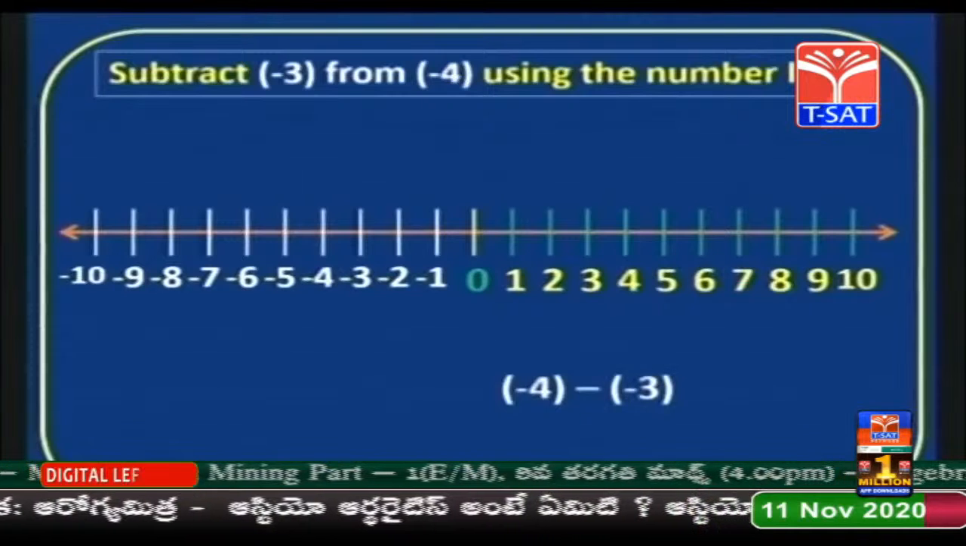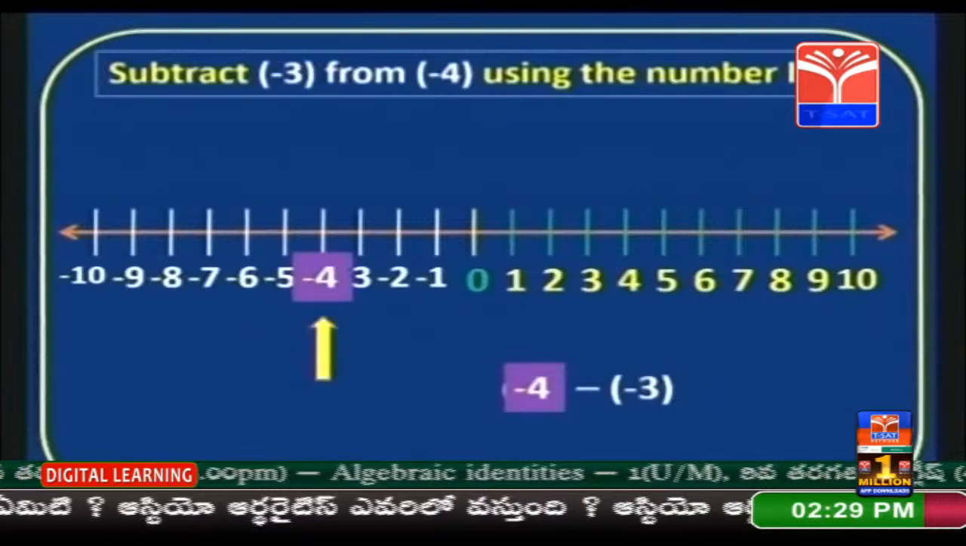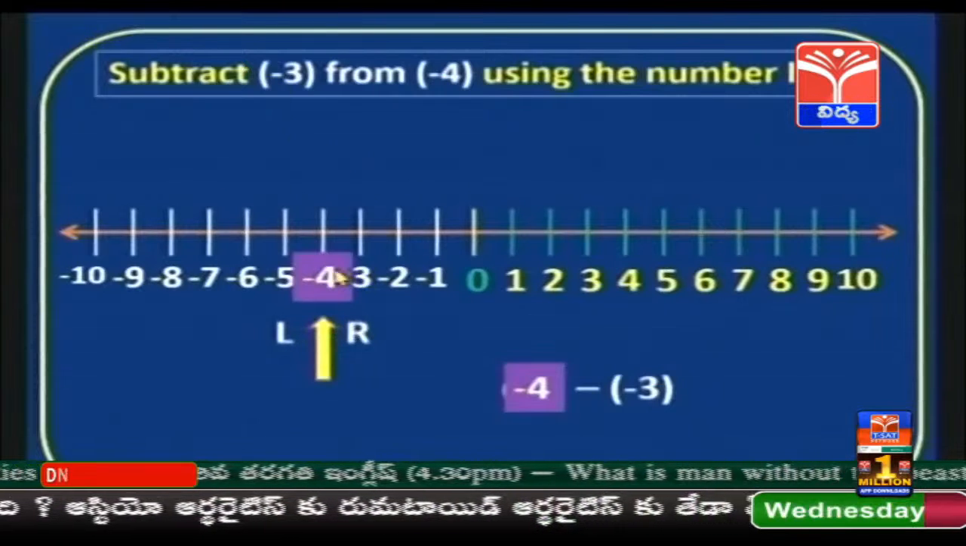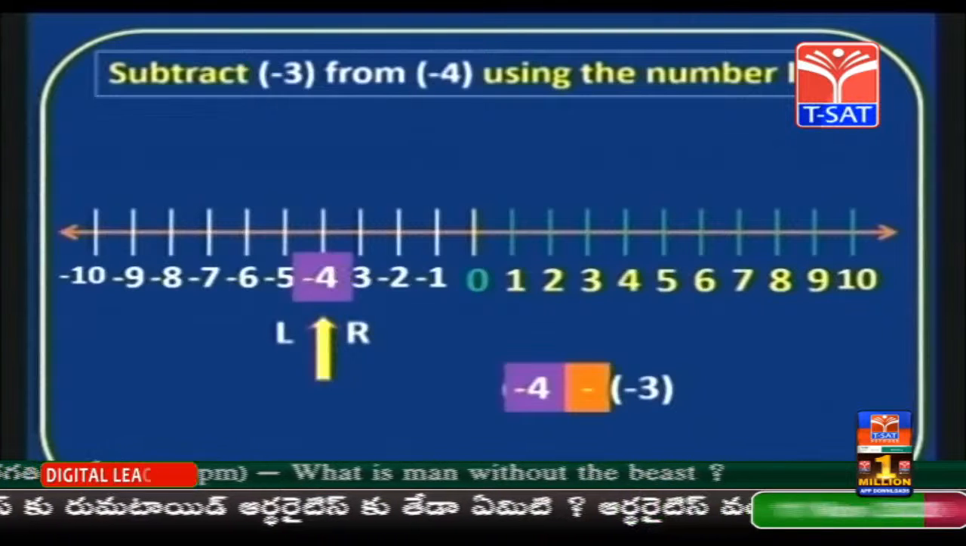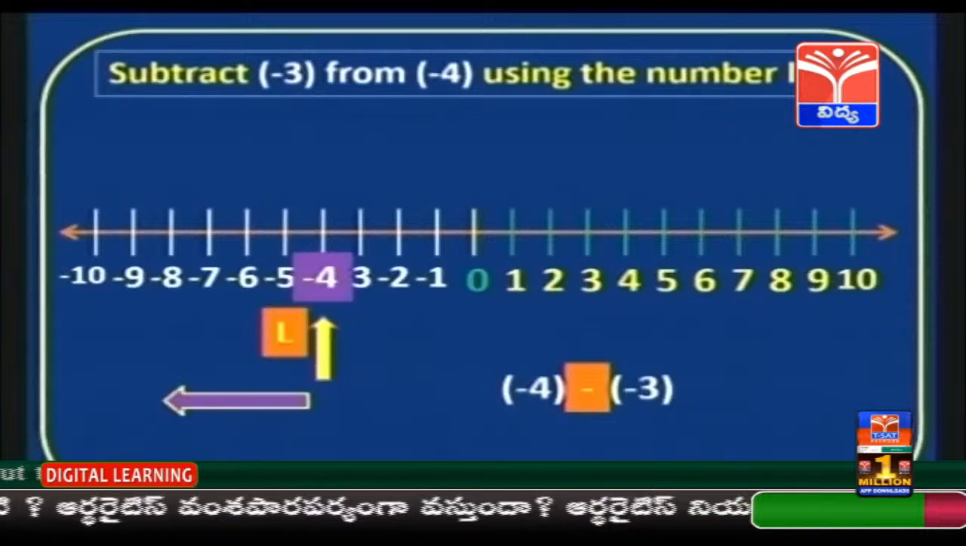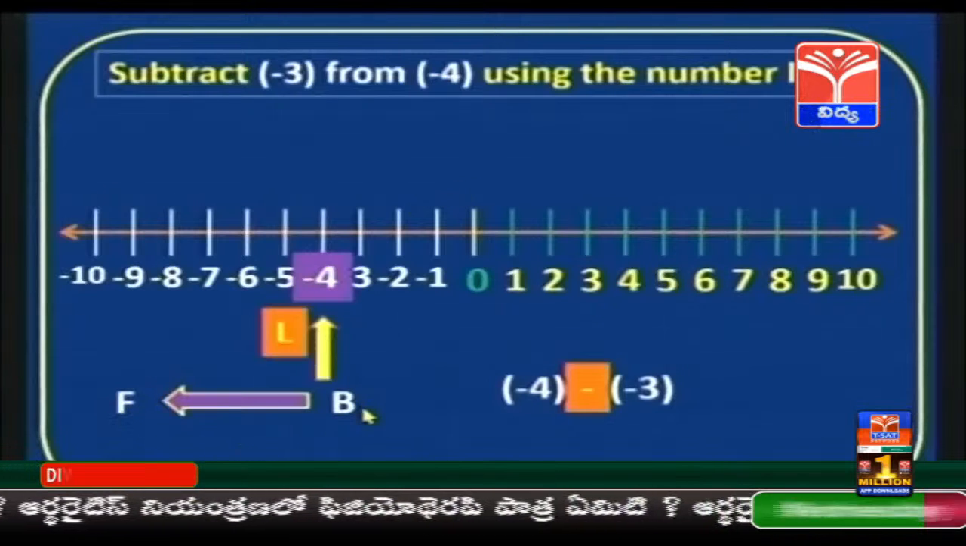Minus 4 minus of minus 3. What is the first integer? Yes, it is minus 4. So you have to select minus 4 on the number line. As the sign between the integers is minus, we have to turn left. So I am turning left now. For this arrow mark, this is forward direction and this is backward direction.